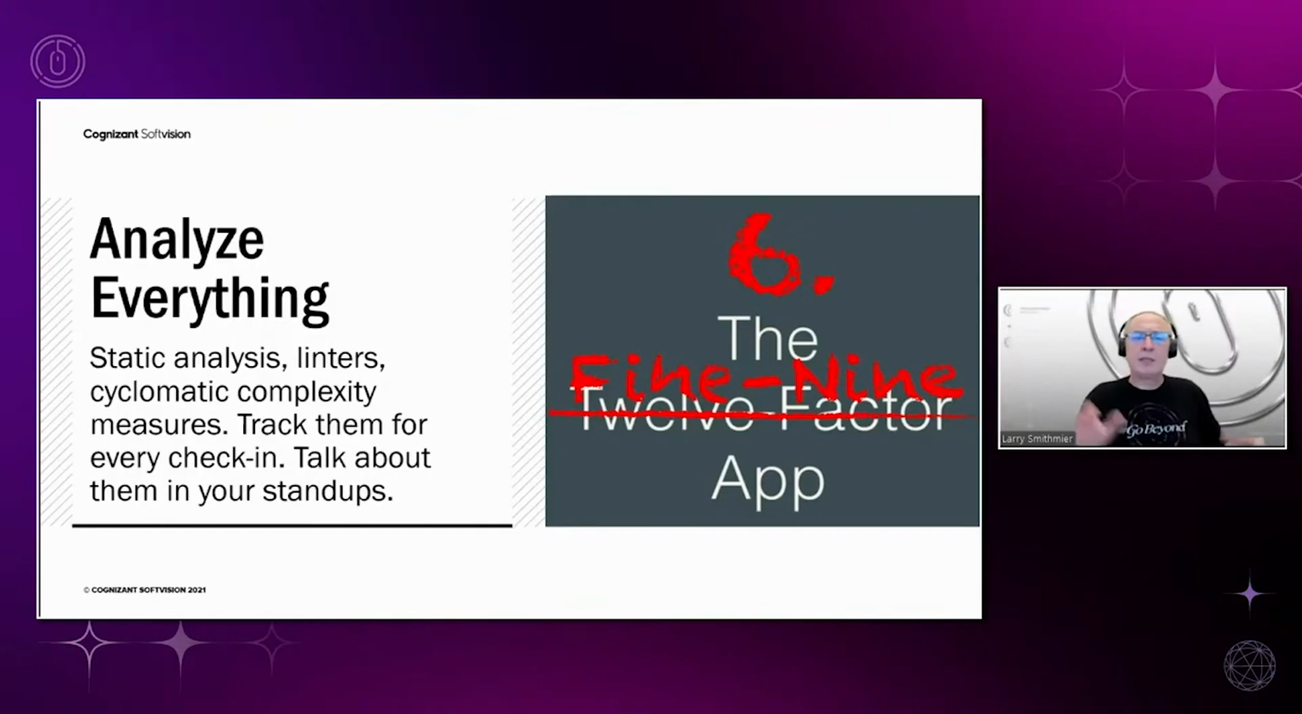All right. Next, analyze everything. Now, this goes back to using our tooling. So we want to do static analysis. We want to use linters. We want to measure the cyclomatic complexity. That is, how much cohesion is there between the different pieces of our code? How complex are the objects and the functions that we have within our code? Because the more complex it is, the more testing we need to have on it. Okay, so analyze everything. It will lead you to all of these other things.